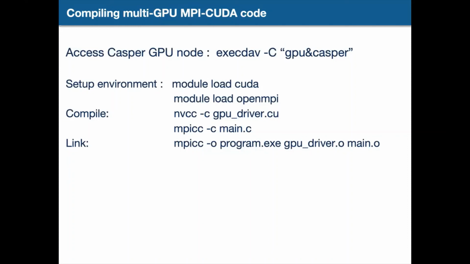And when you compile the code, if it's device code on the GPU, you use the command NVCC. If it is host code, the code running on the host that needs to use MPI, you use mpicc. And then at the link step, you use mpicc to link both the host code and the device code together.